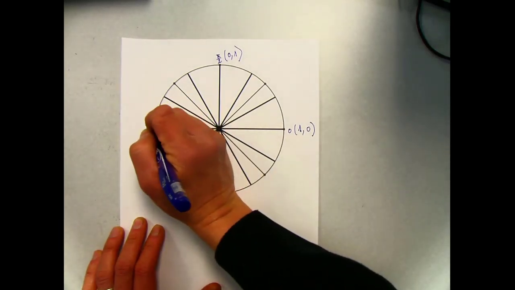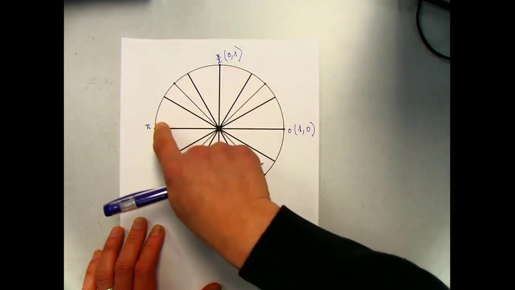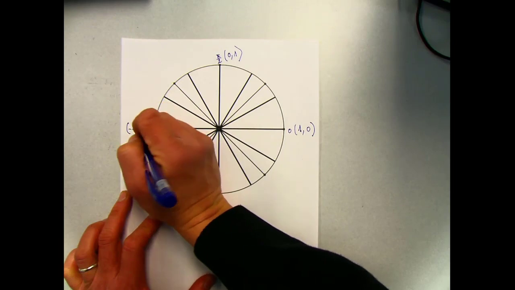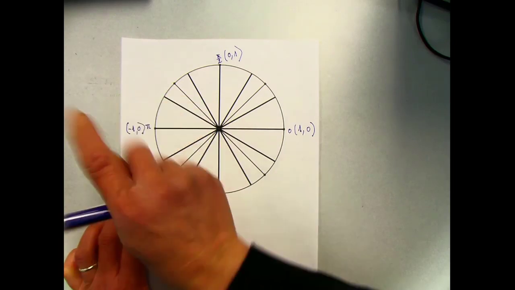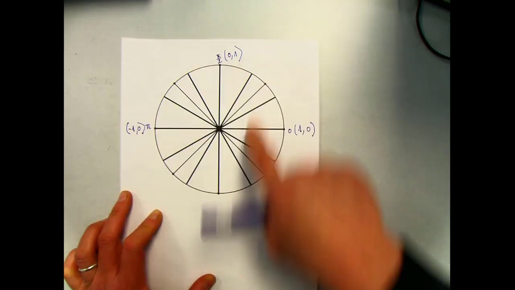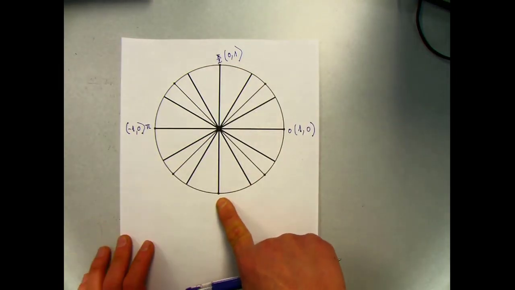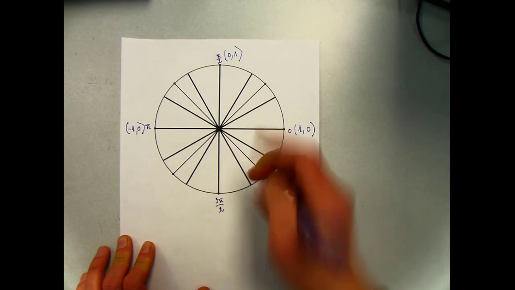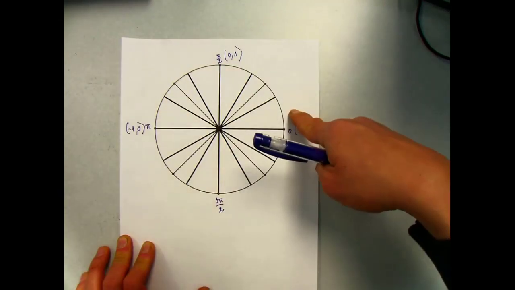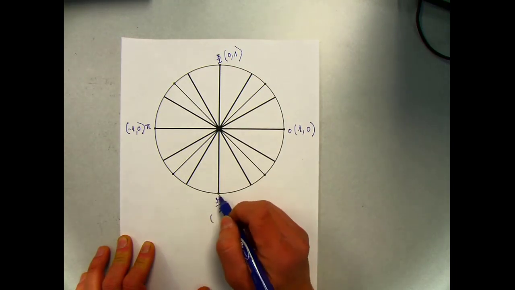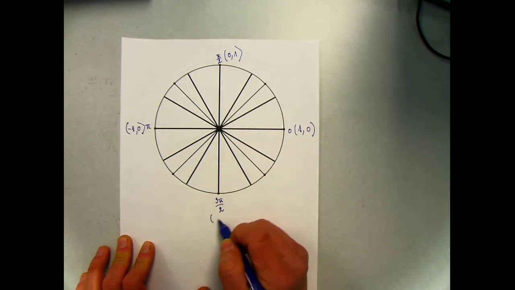This is the pi angle right there. We came to negative 1 for x and 0 for y, which means the cosine is negative 1 and sine is 0. And we came down to this one right here. That was the 3 pi over 2 angle. The rotation goes positive this time. The coordinates for that point right here were 0 for x, negative 1 for y.